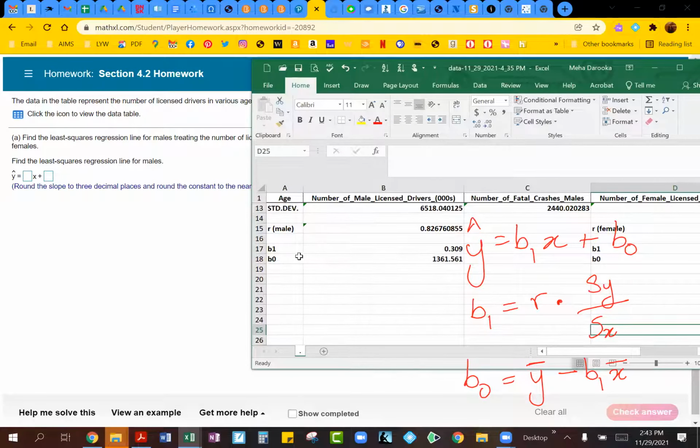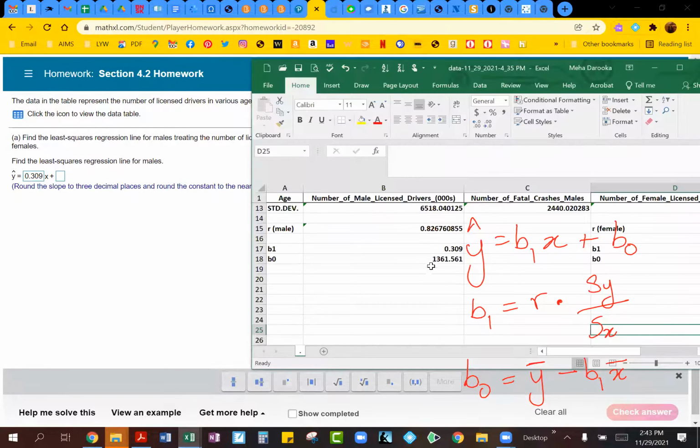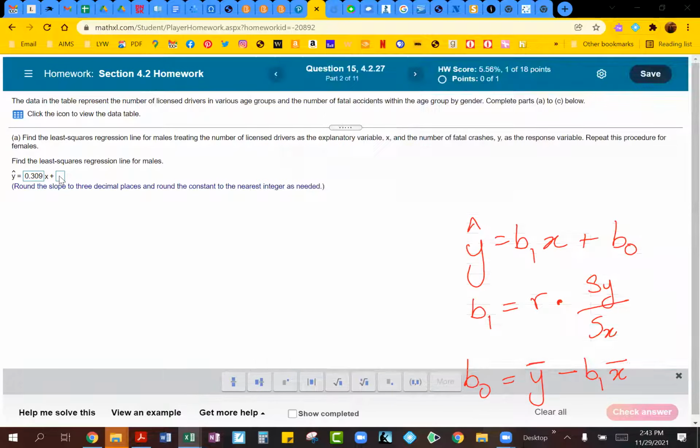So remember, B1 is the number that goes with X. So that's the 309 or 0.309. So that guy goes here. Your Y intercept is the B0. So that's 1361.561. I wonder, you can try copy and paste. I've never tried that, but it probably works. 1361.561.